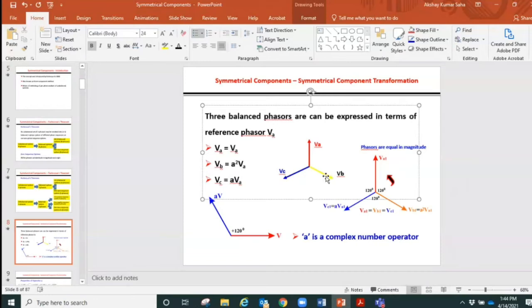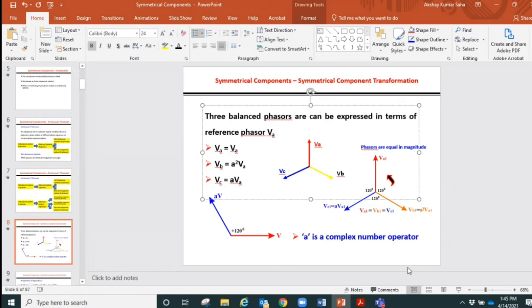So VB will be a squared because we apply a, then we get 120 degree displacement, and we have to apply another one, so that becomes a squared. That's why VB is a squared times VA. For VC, you just need to apply the complex number operator once, so it becomes a times VA. So all the time we show the phase voltages in terms of the reference phasor, which is VA. Is that clear now?